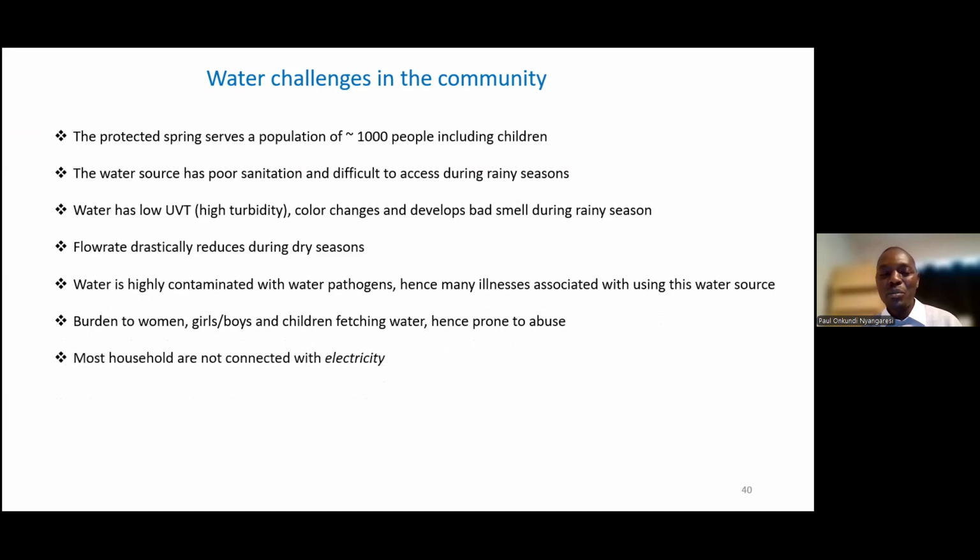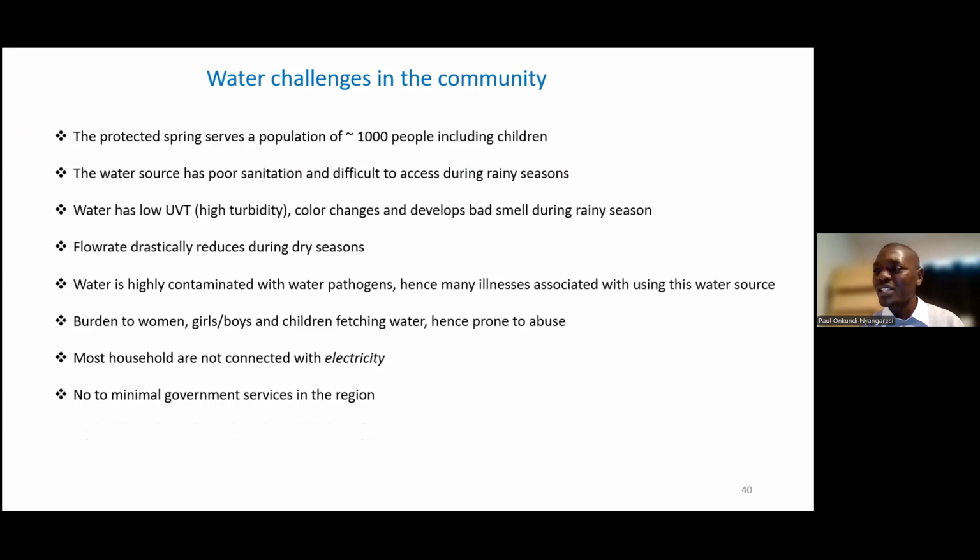And one major problem is that these people are not connected to electricity, most of them. And for those who are connected, the electricity is not continuous, and again, it's expensive. So how can we look at all these things so that we can solve the problem for that given community? And then the other issue is there's no to minimum government services.